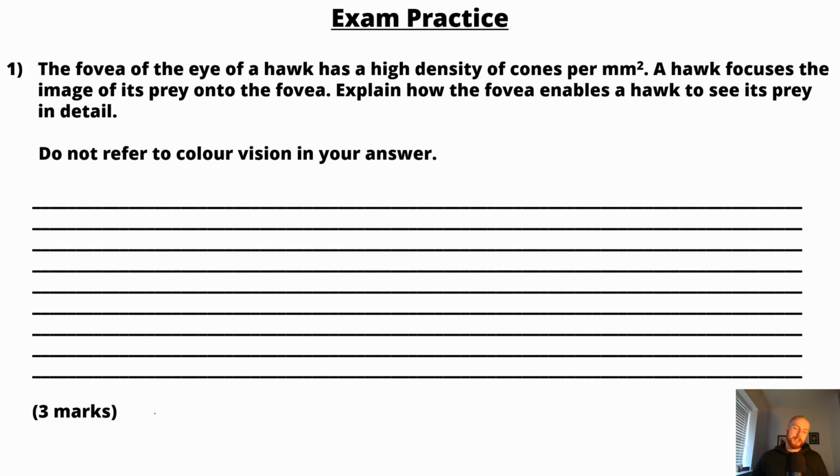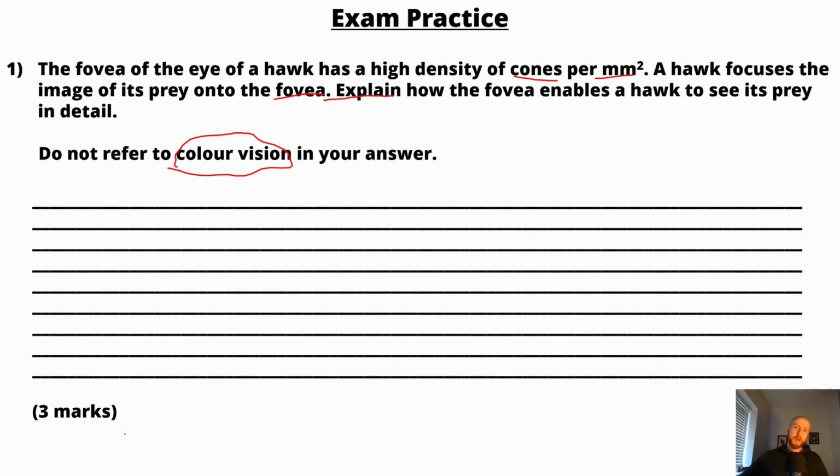So let's check out some exam practice next of all, because I always like to help upskill you with your exams. So question 1. The fovea of the eye of a hawk has a high density of cones per millimeter cubed. A hawk focuses the image of its prey onto the fovea. Explain how, so remember explain means to give reasons. So give reasons how the fovea enables a hawk to see its prey in detail. Do not refer to colour vision, so we do not want to be referring to colour vision in our answer here. So pause the video, have a go at this question, guys, in your notes, and then we will go through the answers.